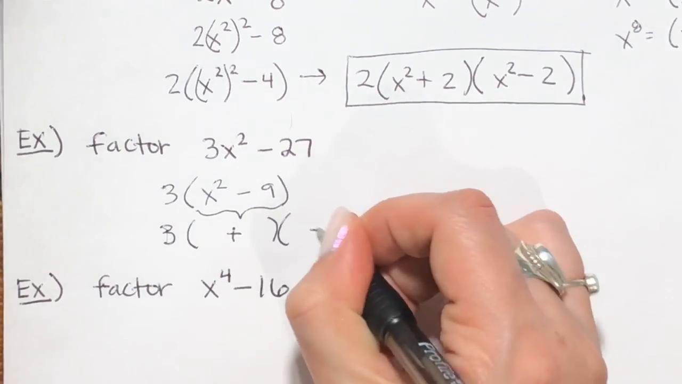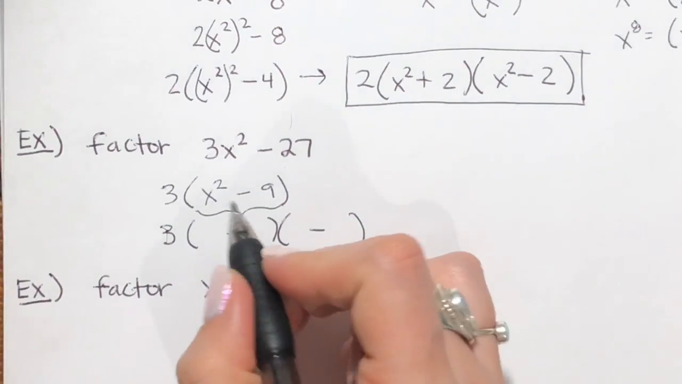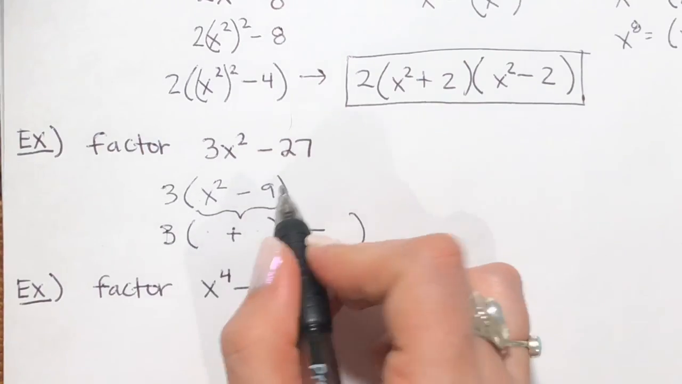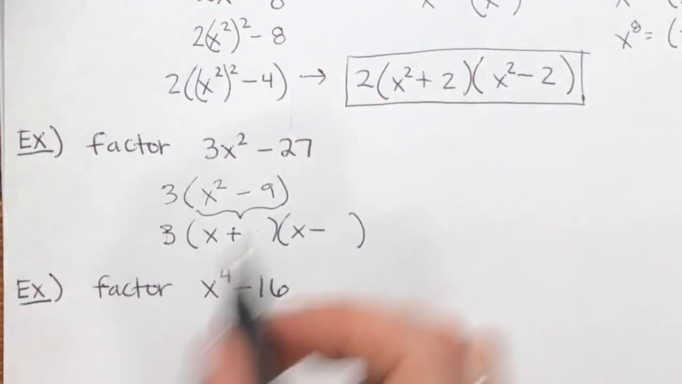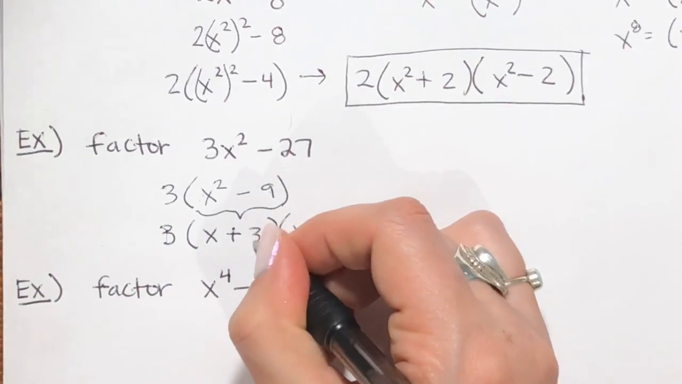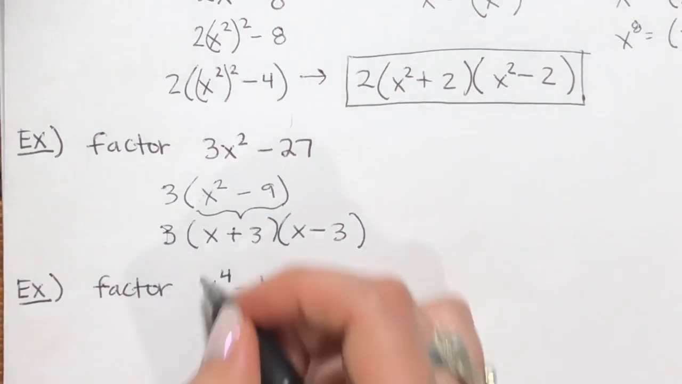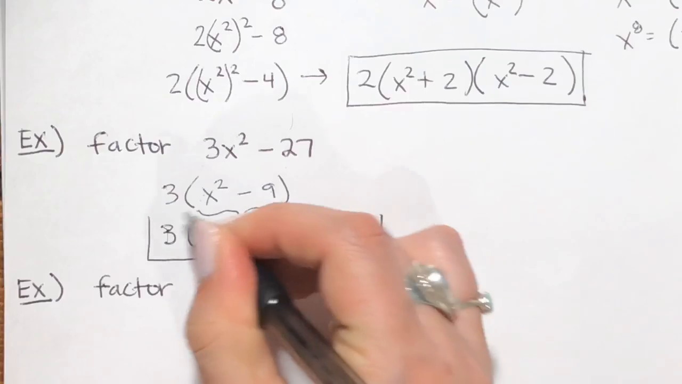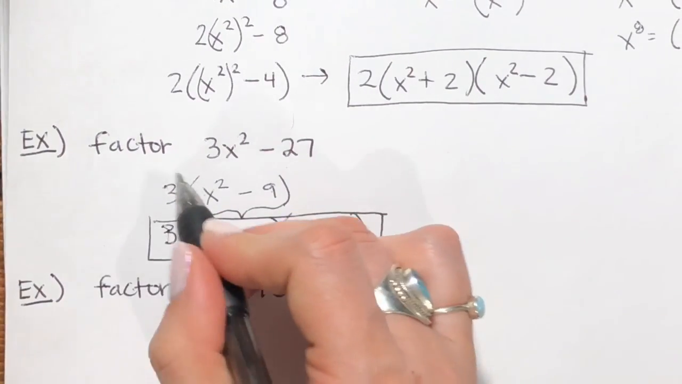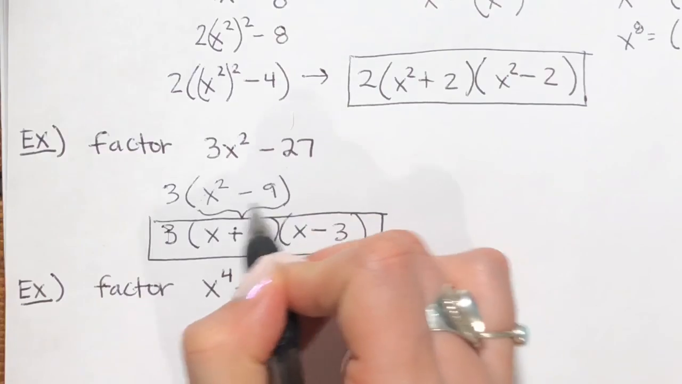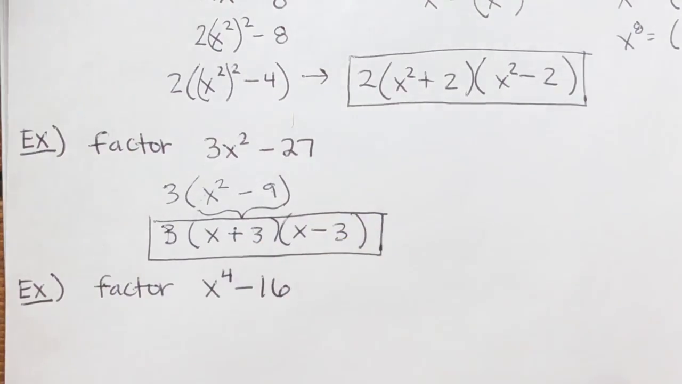The first one's plus, that one's a minus. Now to get the insides, we just take the square root. So the square root of x squared is x, that goes in the front part, and the square root of 9 is 3, and that goes in the back. And then you're done. So again, it might not work initially, but as soon as you take that common factor out, then you have a difference of squares and you can use your little shortcut.